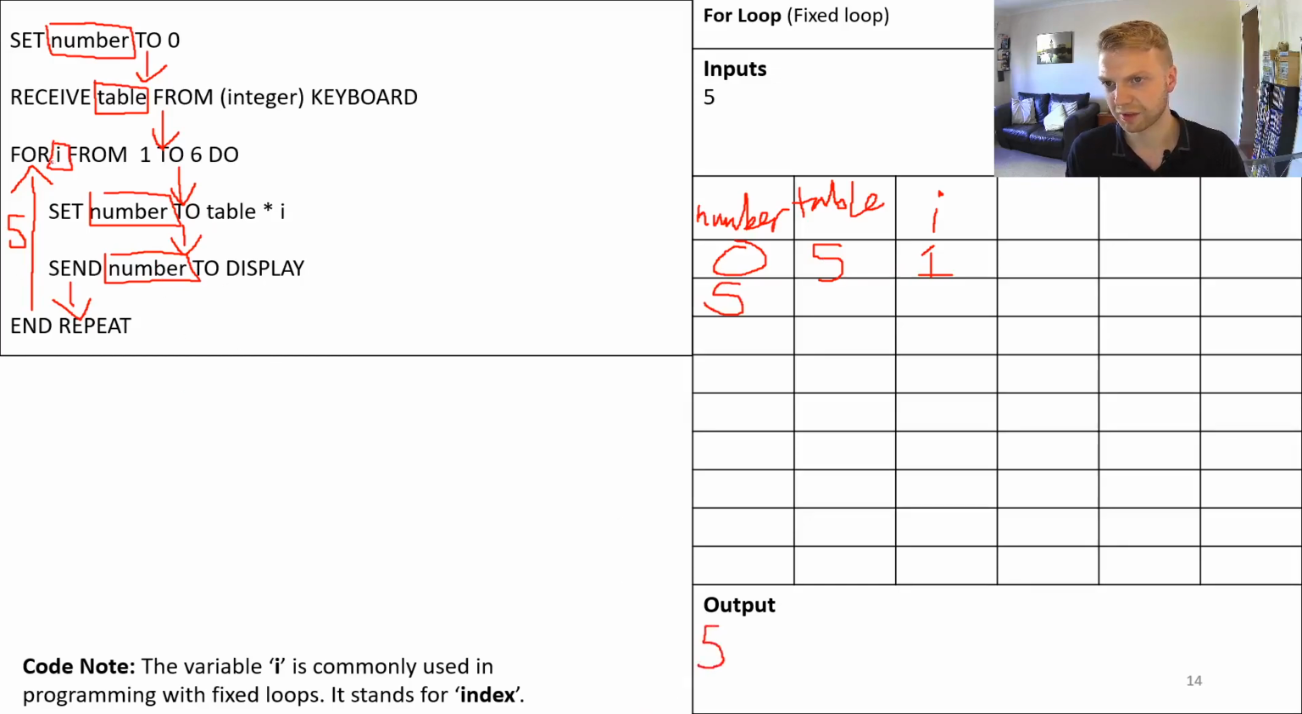We go around for I from 1 to 6. So what this actually means is every time you go around, it will go up 1 more until it reaches 6. So it will get to 2, and set number to table times I. Well, table hasn't changed. Table won't change this whole program. It's 5. 5 times 2 is 10. And then it hits this bit, goes back around. We haven't done it 5 times yet.